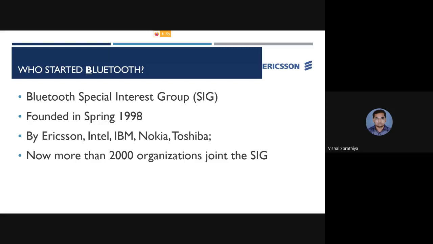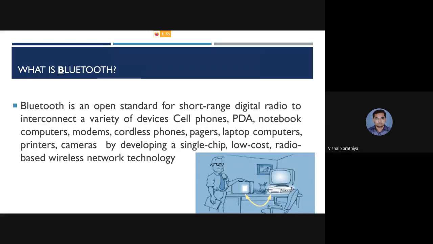So initially, five companies started looking at how our phone or our device can connect using a technology that can connect to other devices without requiring any permanent connection for data transfer. So this is the main aim of Bluetooth technology. Now, what is Bluetooth?